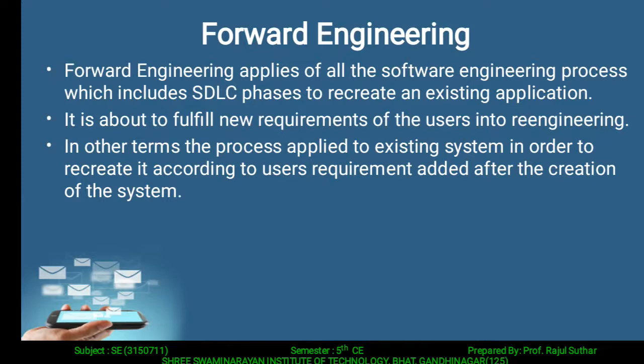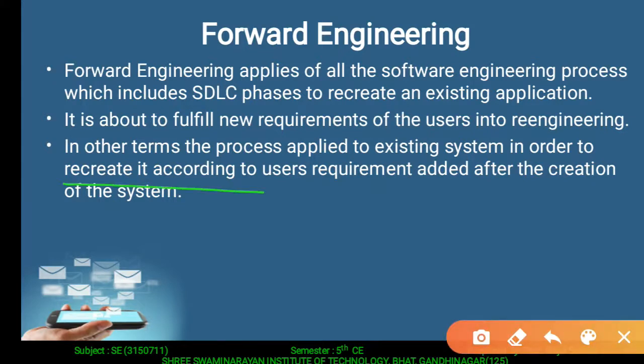Whenever we apply reverse engineering, whether reverse engineering was performed correctly or not is checked by the forward engineering. So finally we also apply forward engineering to check each and every step. It is about fulfilling the new requirements, so the requirements will change, so we require forward engineering. In other terms, it is the process applied to an existing system in order to recreate it according to the user requirement and additions made after the creation of the system.